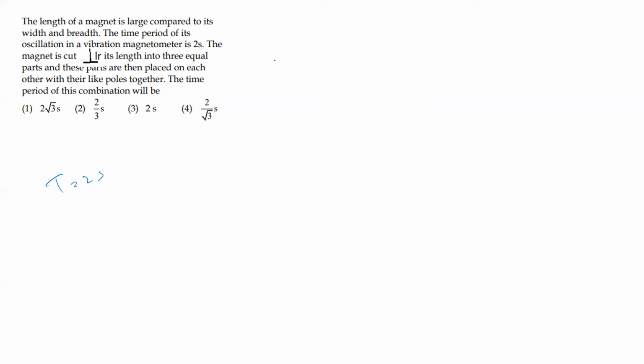So what do you do? T is equal to 2 pi under root of I by mB. Then the new time period they are asking: T dash is equal to 2 pi under root of I dash by m dash into B. Okay, perpendicular cut.